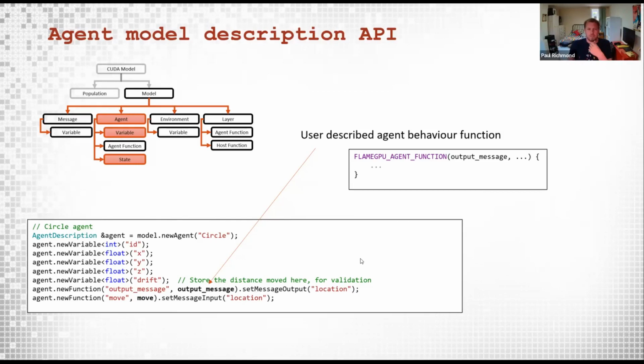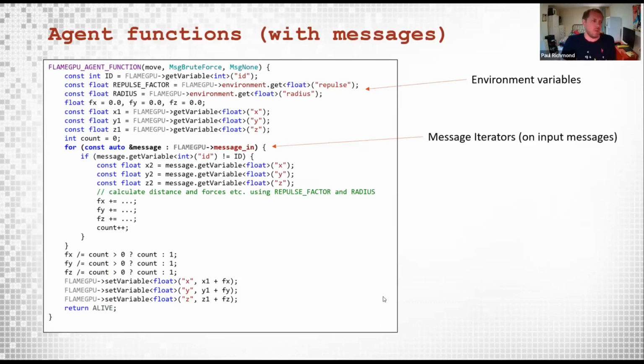So what is left to do is now describe the actual function itself. So this is the move function for that particular model. It has this strange function definition format. We have a preprocessor that hides quite a lot of complexity around template programming that goes on behind the scenes. The three arguments that you have are the name of the function, and then a prototype that describes the message input and the message output. For the move function, we know there is a message input because we want to consider all of those location messages. And there is some specialization that goes on here. We are saying for this particular function that we are going to use brute force messaging.